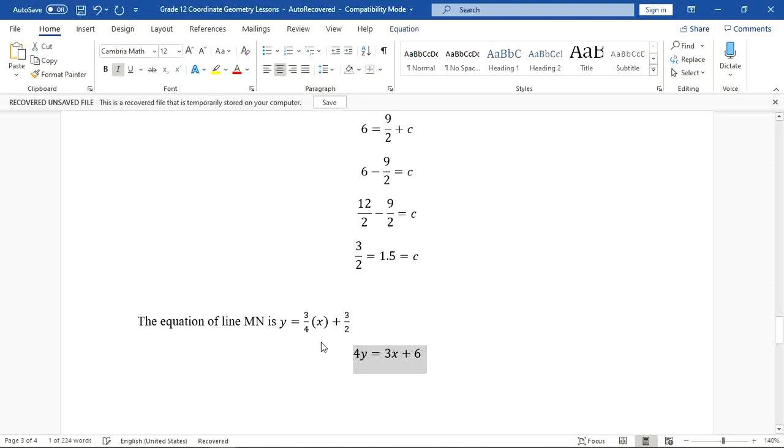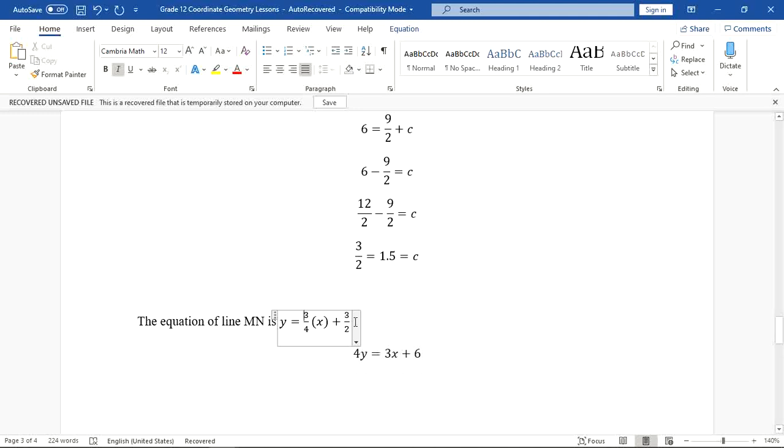So how did we get this? You multiply every term in this equation by 4. If you multiply y by 4, you get 4y. If you multiply this fraction by 4, you get 3x, and if you multiply 3 over 2 by 4, you get positive 6.